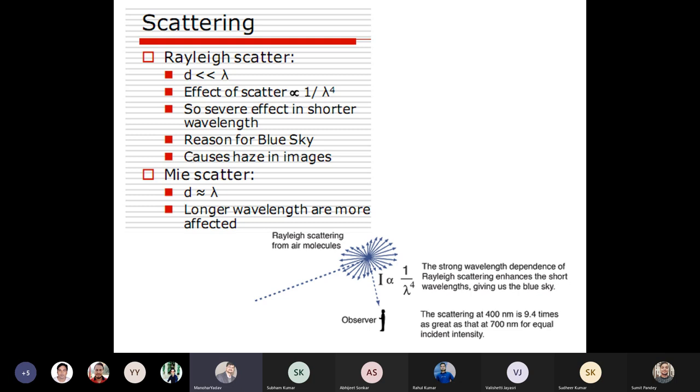D is less than lambda. Yes, it is satisfied. It is satisfied in the outer layer of the atmosphere. And this is the reason why Rayleigh scattering is very severe in the shorter wavelength. And this is the reason why we see the sky as blue in color. And it is also responsible for the haziness in the images.